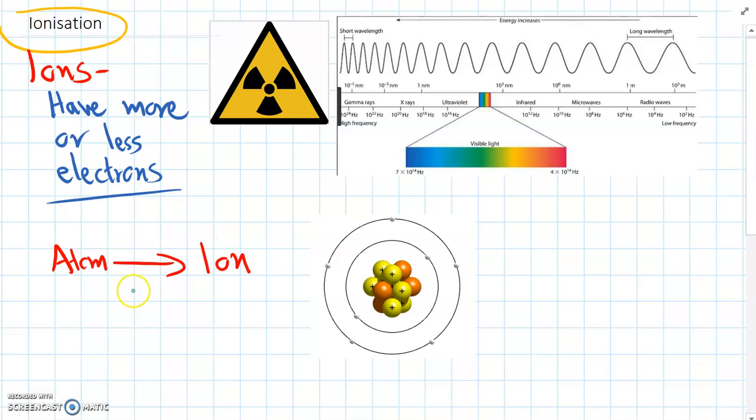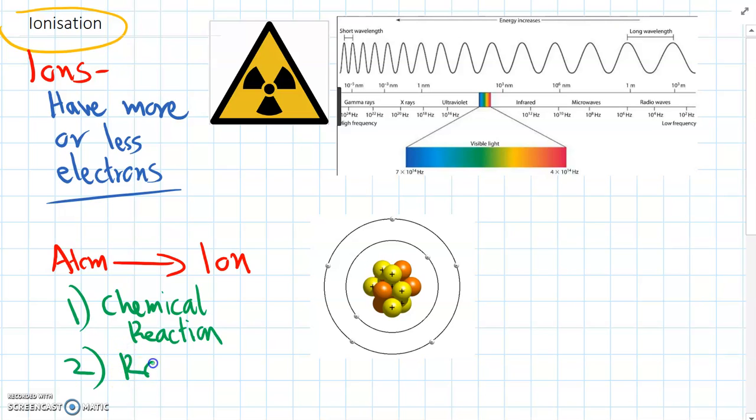There are two main ways it can happen, going from an atom to an ion. One of the ways is in a chemical reaction. The other way is that special types of radiation can make ions too. And that's called ionizing radiation.